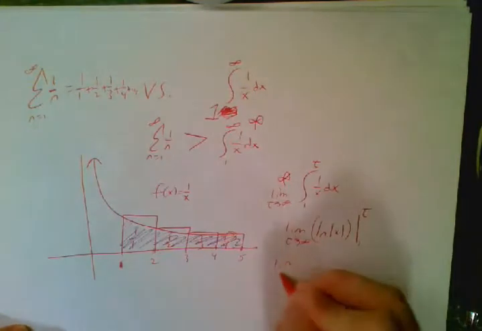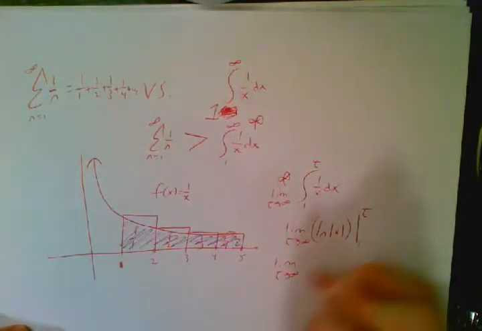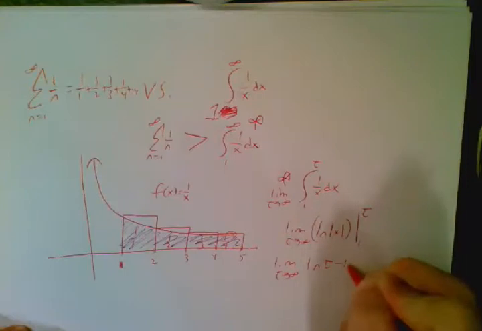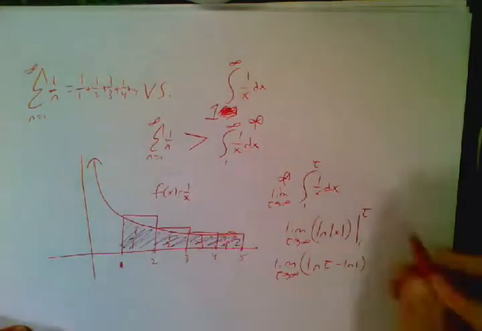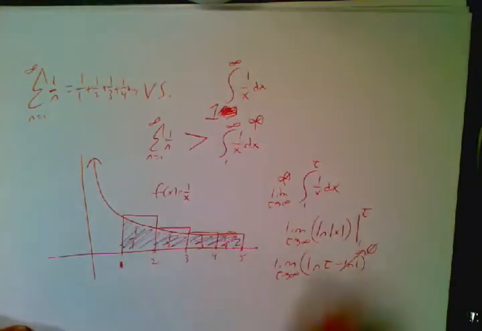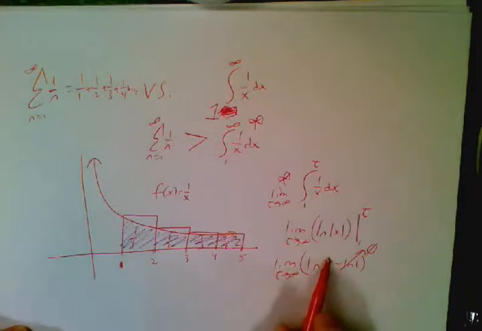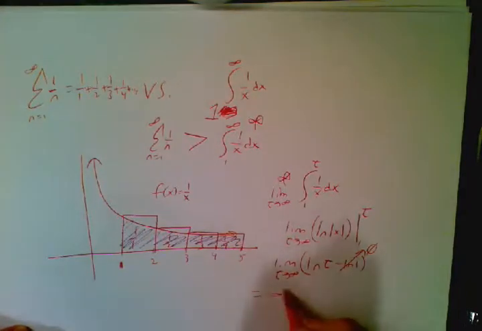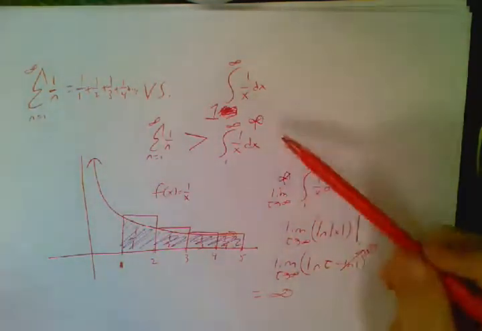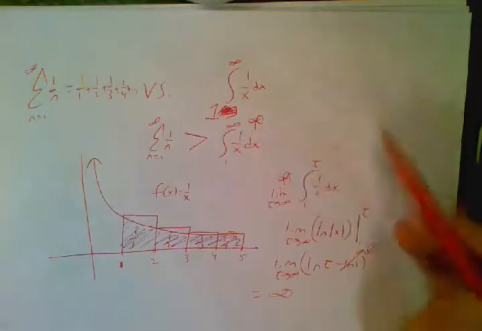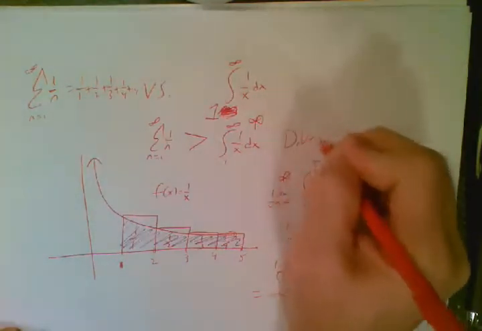I'm just showing it because that's technically what the antiderivative is. So this limit as t goes to infinity is going to be ln t minus ln 1. ln 1 of course goes to 0, so that's really not any help. And then as t goes to infinity, ln t just goes off to infinity. We've done this one before actually. This integral diverges. This is divergent.